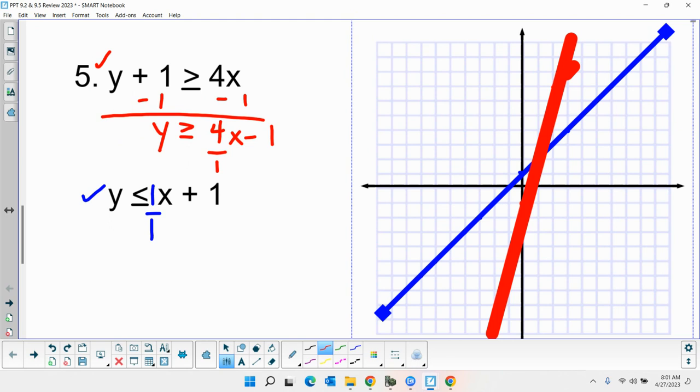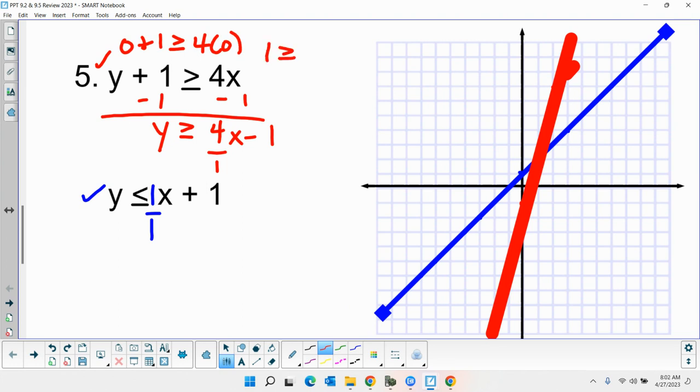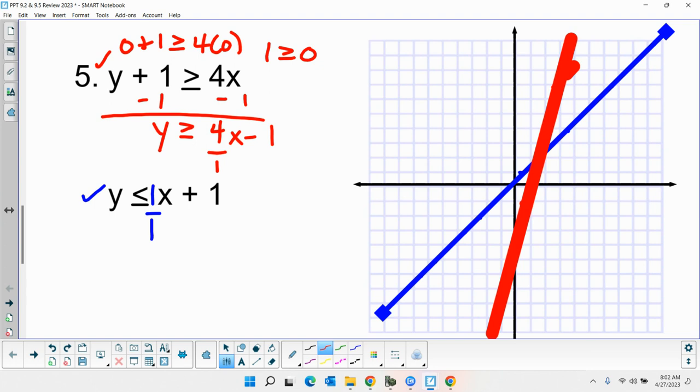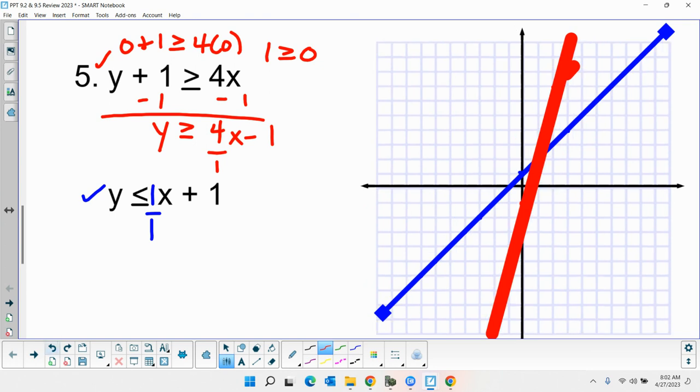All right, 0 plus 1 is greater than or equal to 4 times 0, which says 1 is greater than or equal to 0. True or false? True. That's the red one. And again, it's not actually touching 0, 0, so I'm going to go towards the 0, 0. It's making me mad. So I'm going to go with this way. I just do an arrow to tell myself which side I'm going.